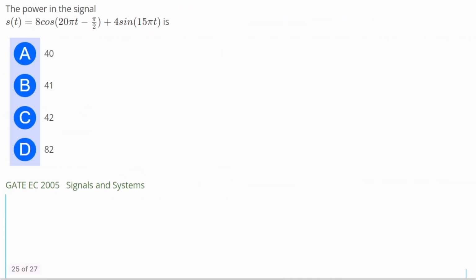Moving on to the next question. The next question says we have to find the power of the signal, where the signal is given as s(t) equals 8 cos(20 pi t minus pi by 2) plus 4 sin(15 pi t). So we can easily find the power. So what type of signals are these? This is a cos signal and a sine signal.